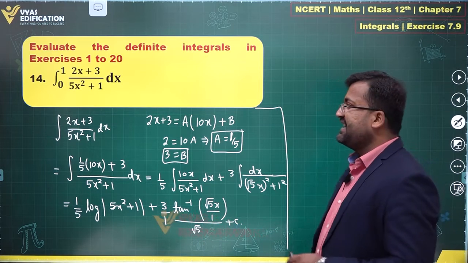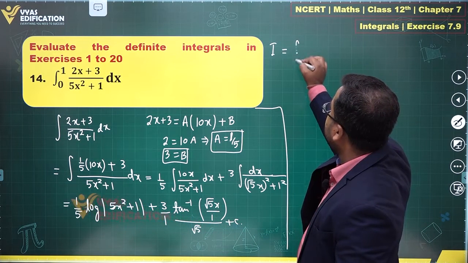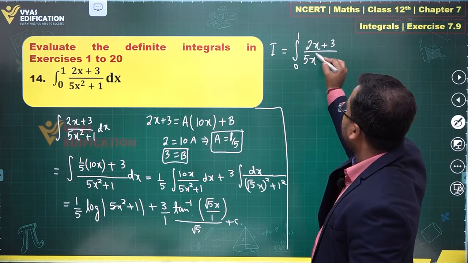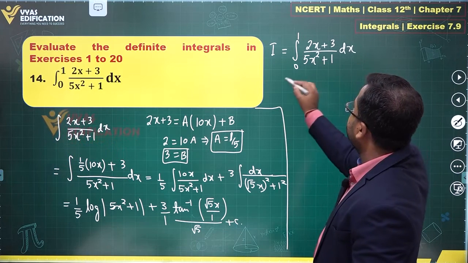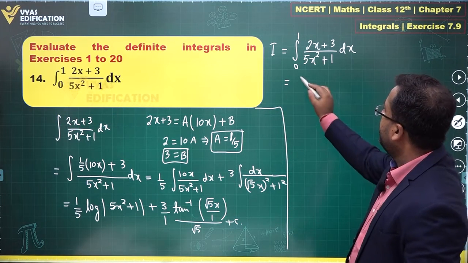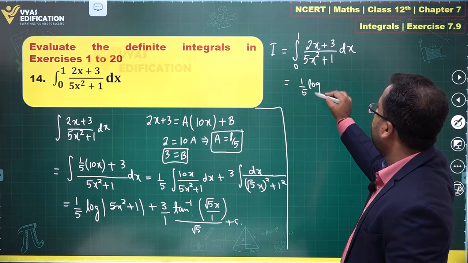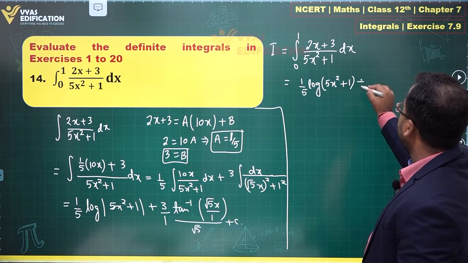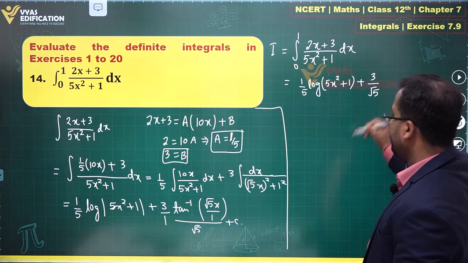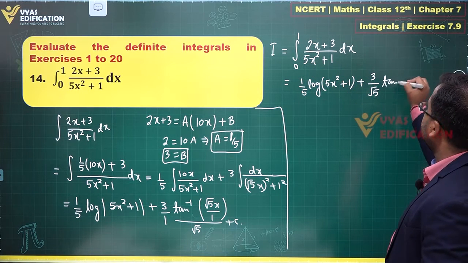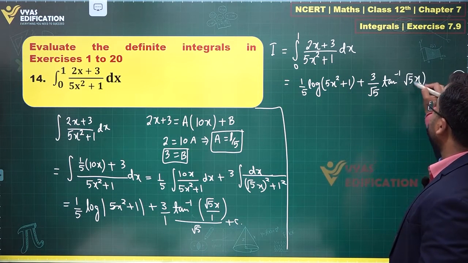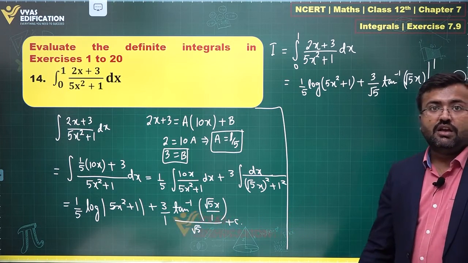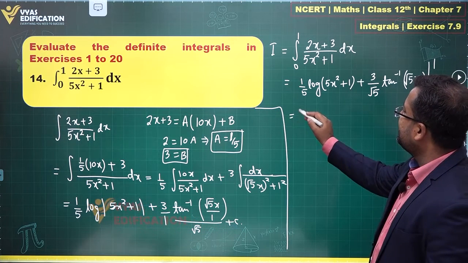Now I can substitute the limits, right? So I, which is the integral from 0 to 1 of 2x plus 3 upon 5x square plus 1 dx, becomes equal to 1 by 5 log 5x square plus 1 plus 3 upon root 5 tan inverse root 5x. This is the complete indefinite integral. Substitute the limits from 0 to 1. Okay, now let's do it.